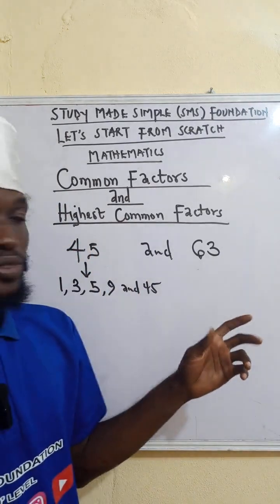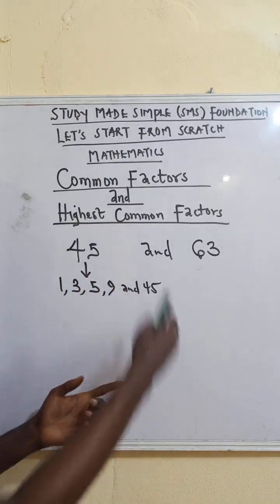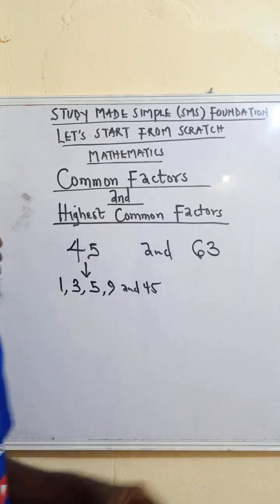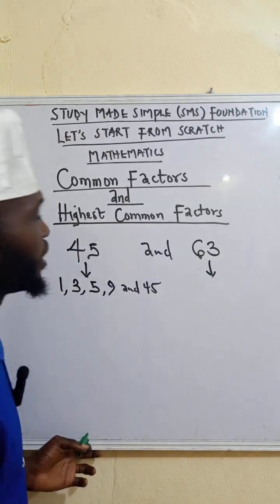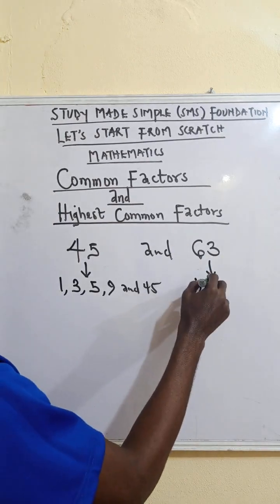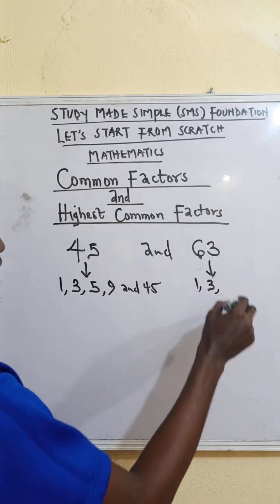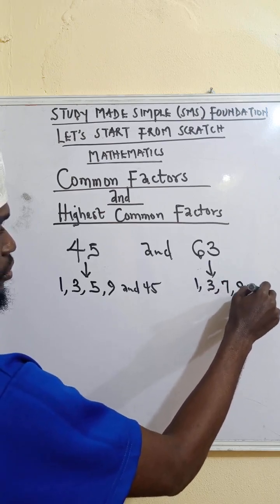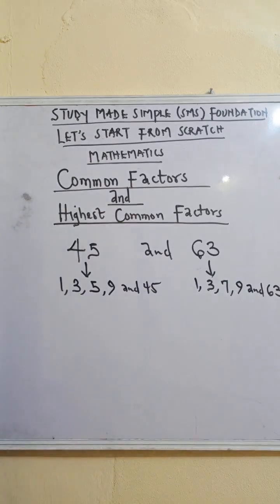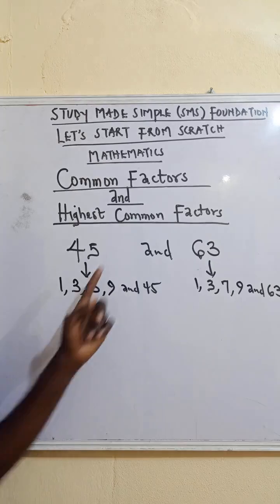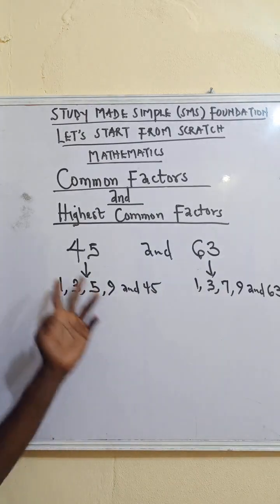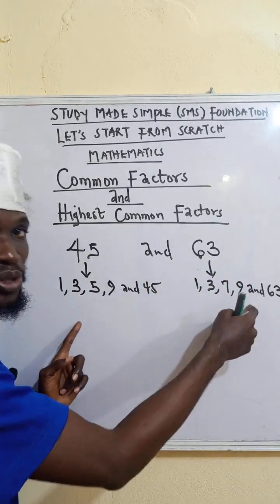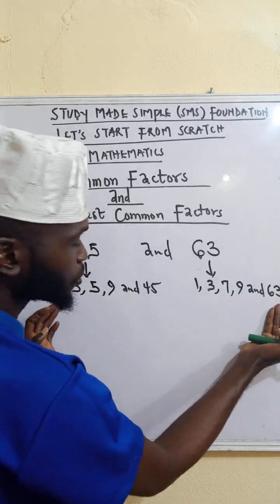You can check my previous video on how to find factors using the factor products method. I have taught it before. Good. For 63 as well, we have 1, 3, 7, 9, and finally 63. Now, this is where common factor comes into play. Out of all of these factors, both the factors of 45 and 63, what are the ones that are common to both of them? That is the ones that we can have here and also have here.